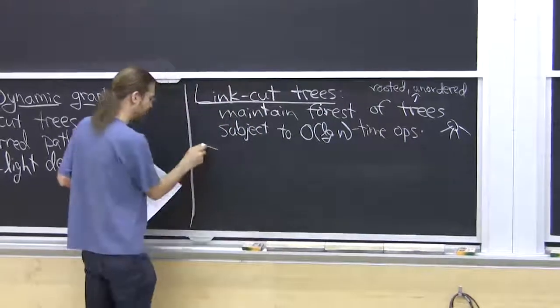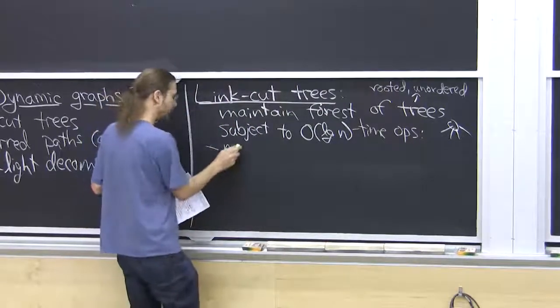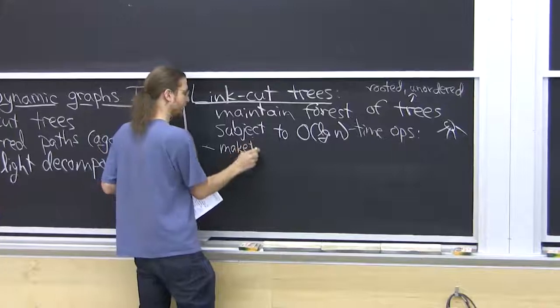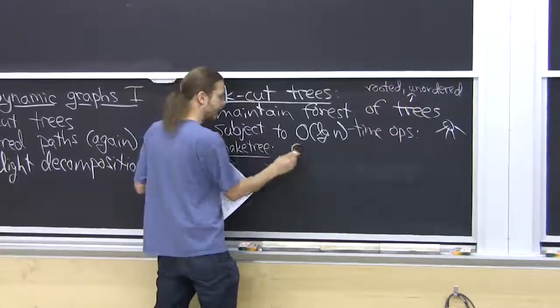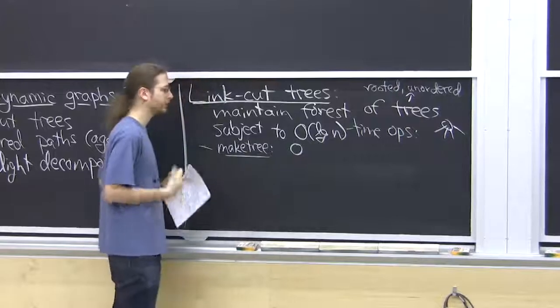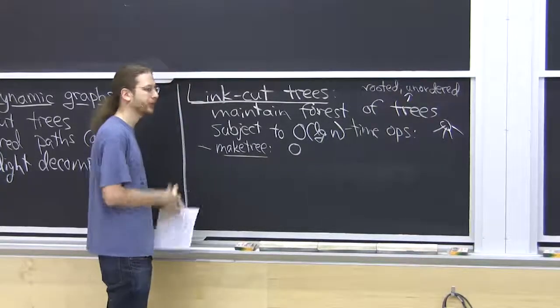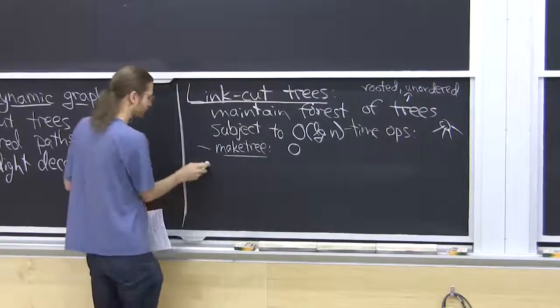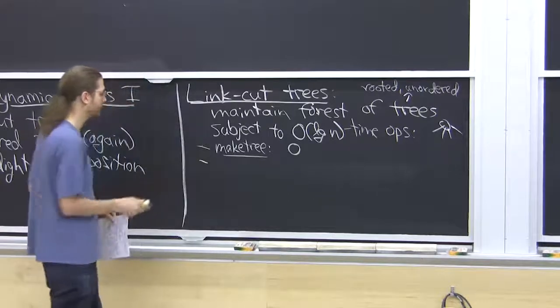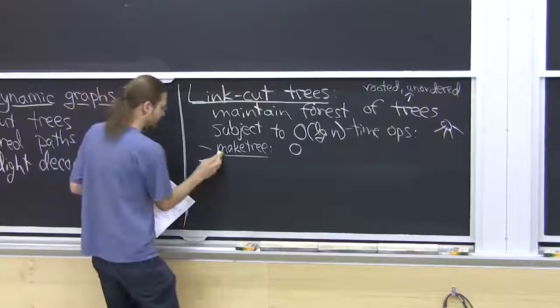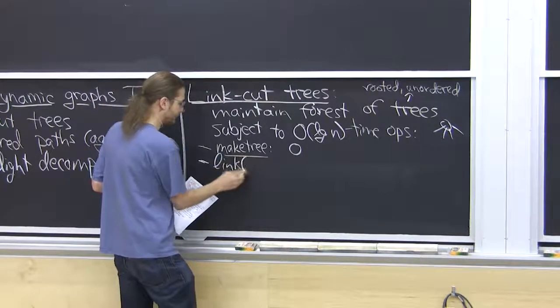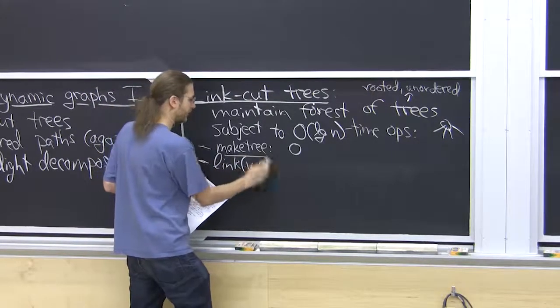That's the hard part. So we have some kind of getting started operation, make tree. This is going to be make a new vertex in a new tree, return it. So this is how you add nodes to the structure. And we're not going to worry about doing deletions. Once you add something, it stays there forever. Though you could do that. It's no big deal. You could throw away a tree.